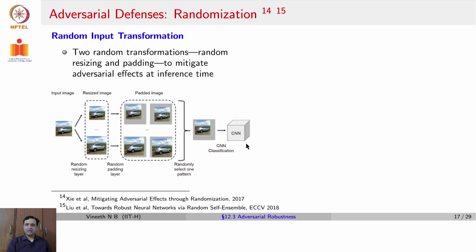Why are we doing this? We expect that irrespective of where the object is in an image, the CNN will be able to classify it. That's the first part. The second part is we are hoping that by choosing this image randomly, the adversarial attack may not pick a pixel in this part of the canvas where the actual image is located.